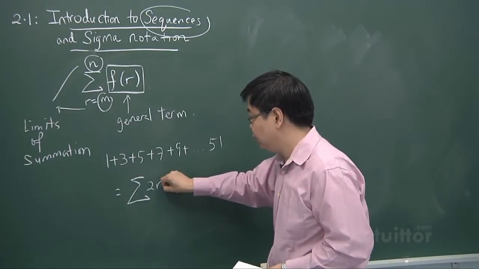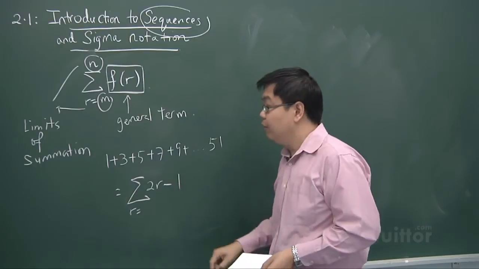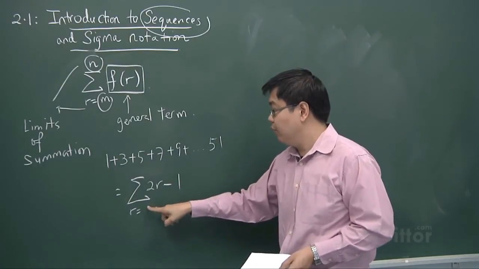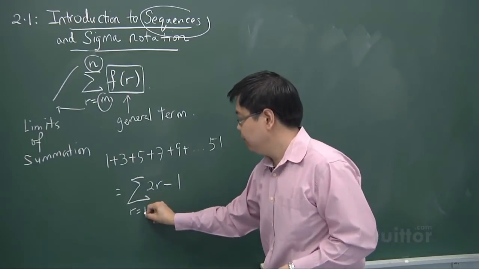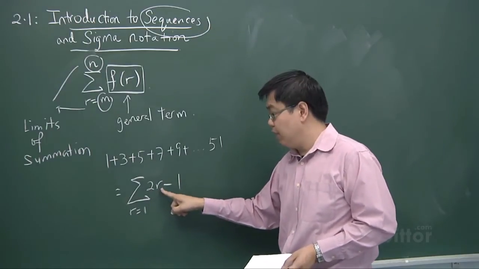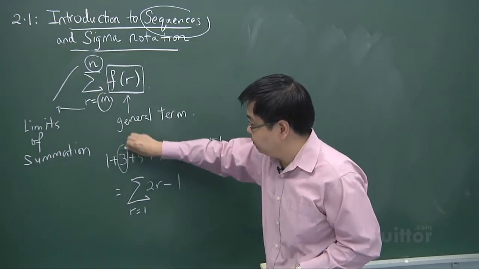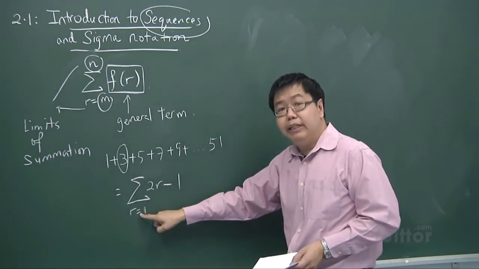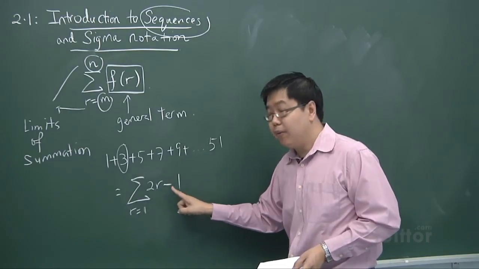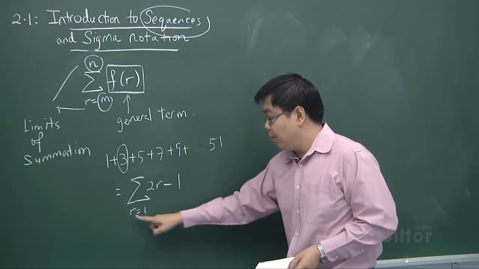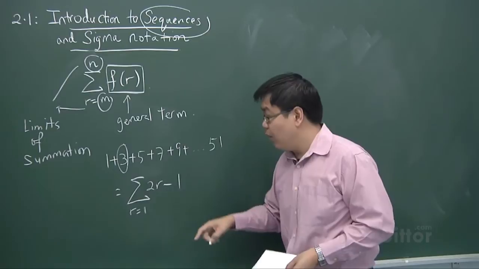So in this case, if I choose 2r - 1, then my initial value would have been r equals 1. Because you substitute r equals 1 inside, you obtain 2 times 1 - 1, that gives me 1. How to get the second term? You just have to put in r equals 2 inside. When you substitute r equals 2 inside, you get 2 times 2 - 1, that gives me 3. You put r equals 3 inside, you get 2 times 3 - 1, that gives you 5. And where do we stop?